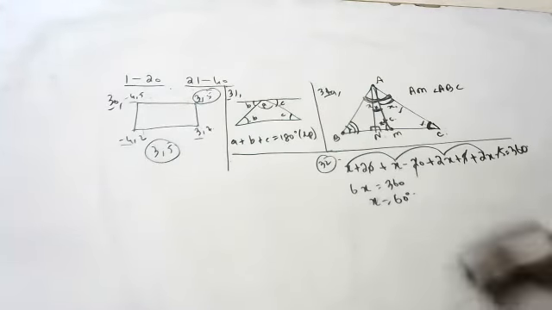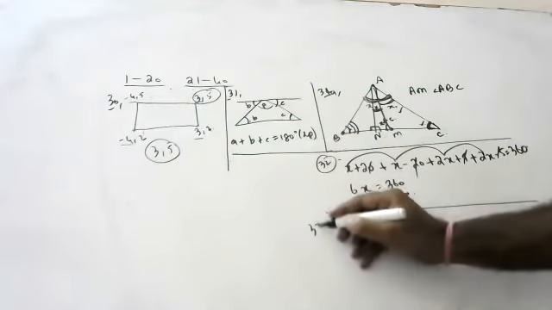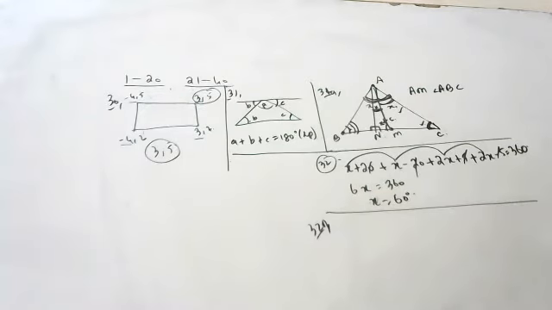We got it, children. Next, in the 32nd, one more part is there, children. So in the 32nd part, what they are saying is the midpoint of the median of triangle ABC.